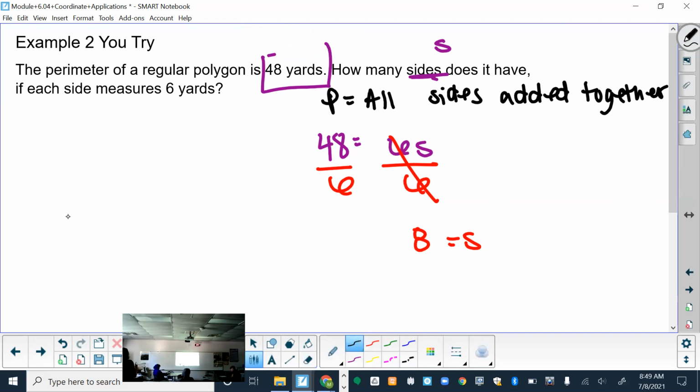So there's 8 sides. What kind of shape is that? Good. I don't know how to spell octagon right now. But it's an octagon. Questions, comments?